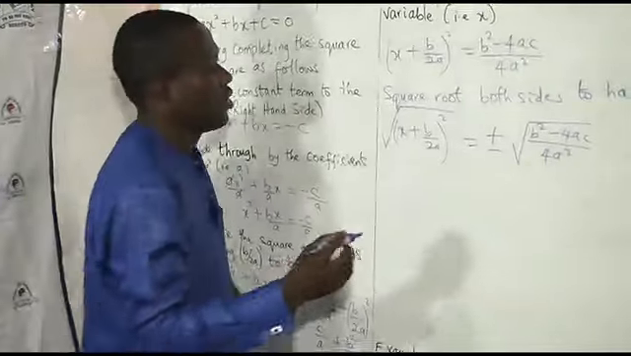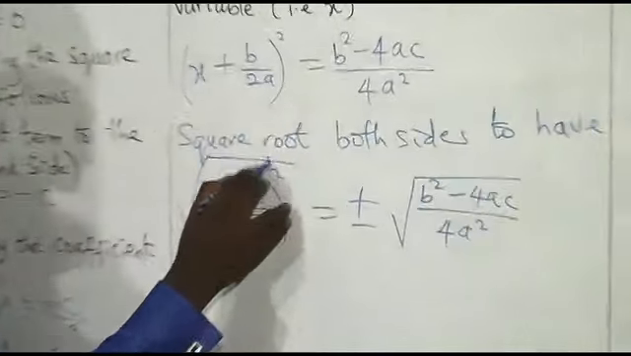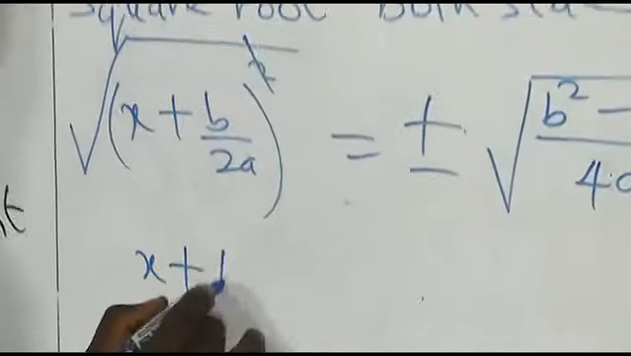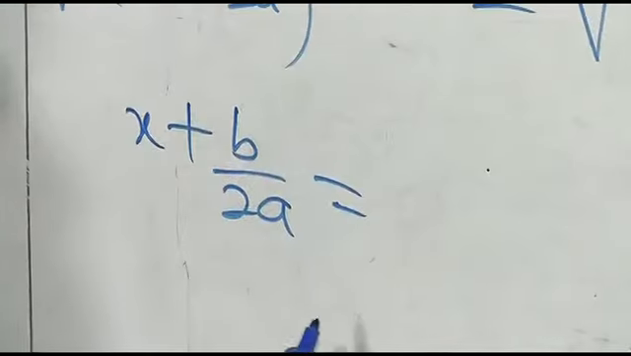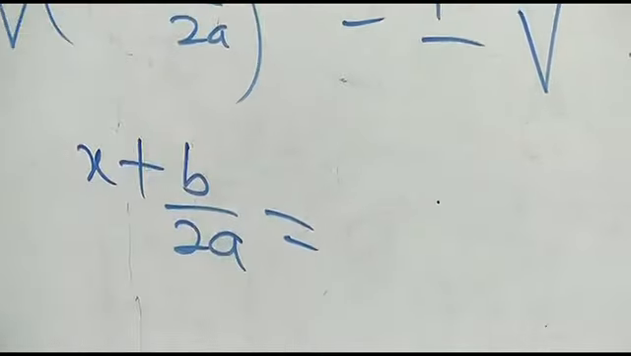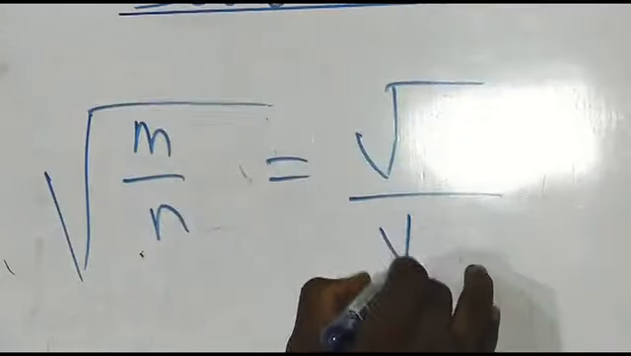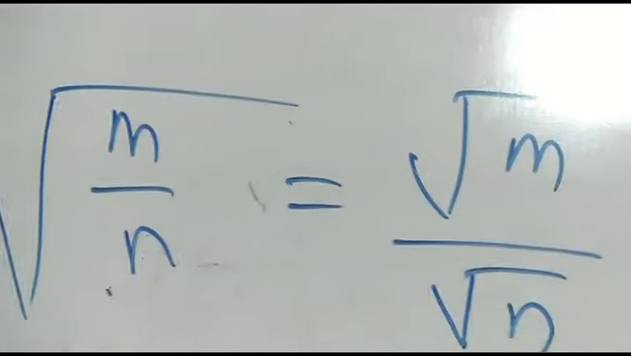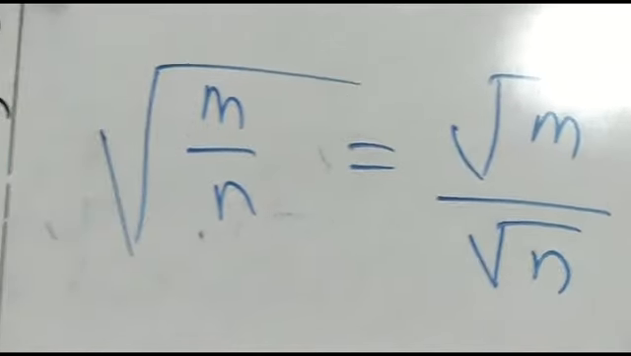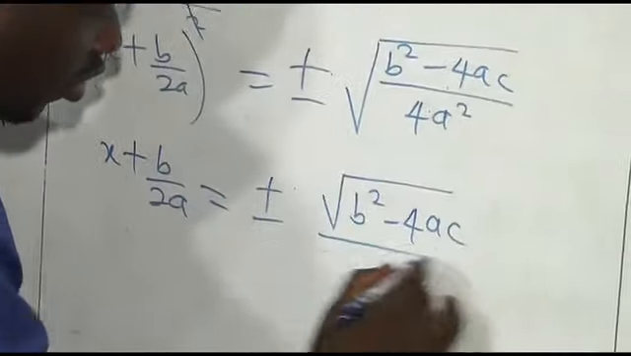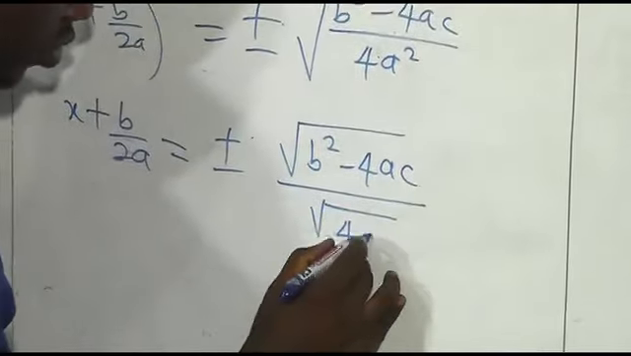So now, the square root will cancel this squared. Then you have x plus b over 2a. Then, you should remember that square root of m over n is also written as square root of m over square root of n. So that means that this term you have on your right hand side can be split into these two forms, as square root of b squared minus 4ac all over square root of 4a squared.